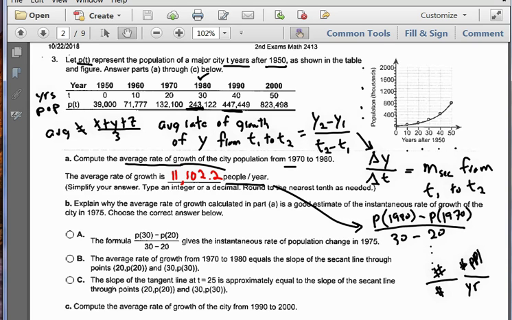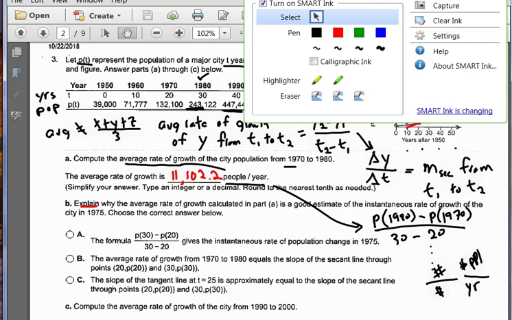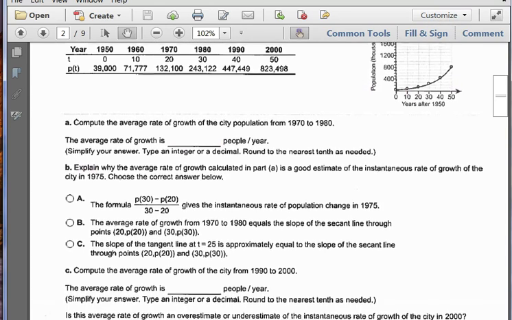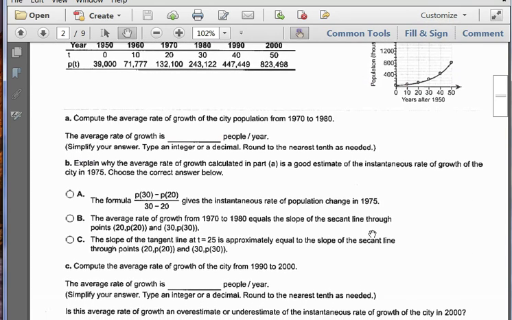Let's go and look over here, part B. So part B says, explain why the average rate of growth calculated in part A is a good estimate of the instantaneous rate of growth of the city in 1975. Let's clear all this stuff out. So why is that average rate of growth from 1970 to 1980 a good estimate? So here's our graph over here.